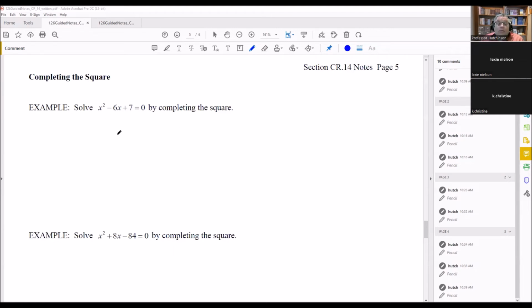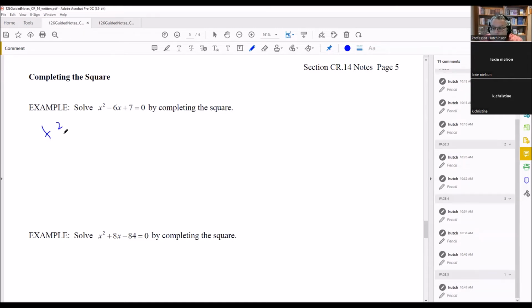So it's kind of a similar process as far as the complete the square steps, step 1 and step 2. But when we're doing it by complete the square, we want to first set it up. So a problem like this, here's how you're going to do that. We're going to take the x squared minus 6x and leave that on one side of the equation. We're going to move the 7 over to the other side.